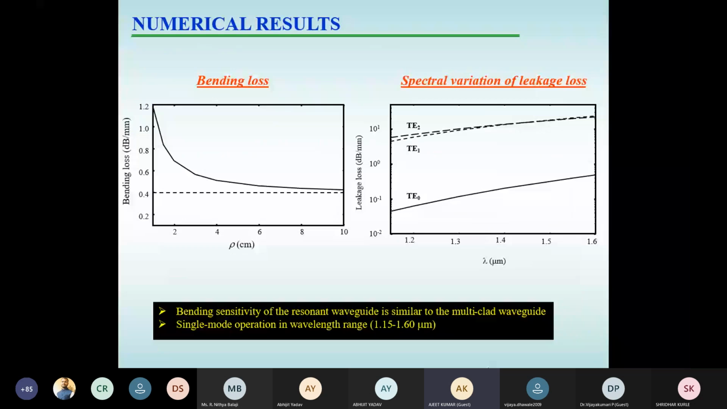We have also seen the bending loss as well as the spectral variation of this. From the spectral variation of this given structure, you can conclude that it is not just giving you single mode operation at one given wavelength, 1.55 or 1.3, but you can get single mode operation over a range of wavelengths. Only thing is you have to see the length of the waveguide which gives you the single mode operation, but this is giving you the single mode operation in a range of wavelengths.